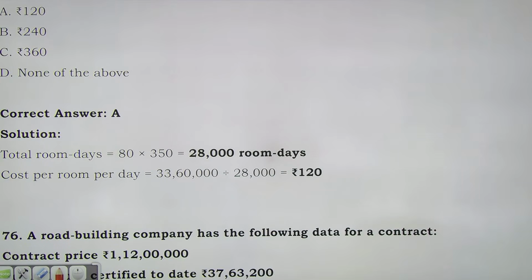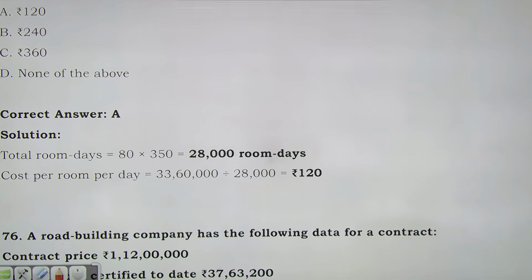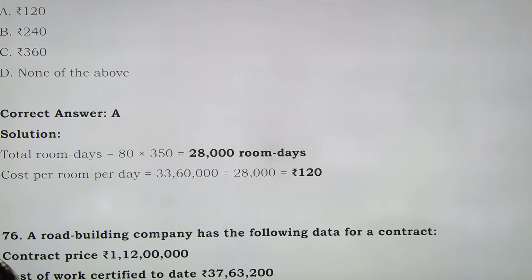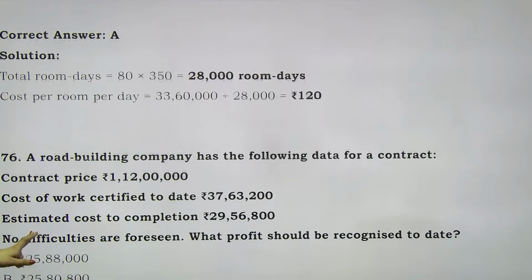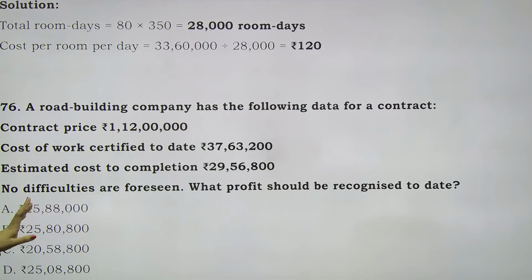28,000 room days I have, and my per room, per day cost is 120 rupees. Now next we have a road building company with the following data for a contract. The contract price has been given, cost of work certified till date given, estimated cost of completion given. Now what profit should be recognized?